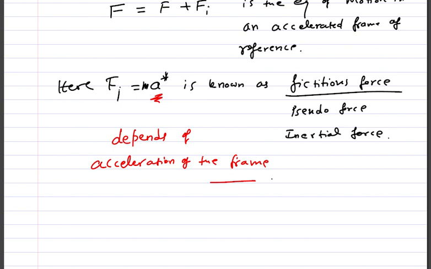And there are examples of a ball moving on the floor of a train carriage, an accelerating lift, etc. We will look into those examples in the next class.